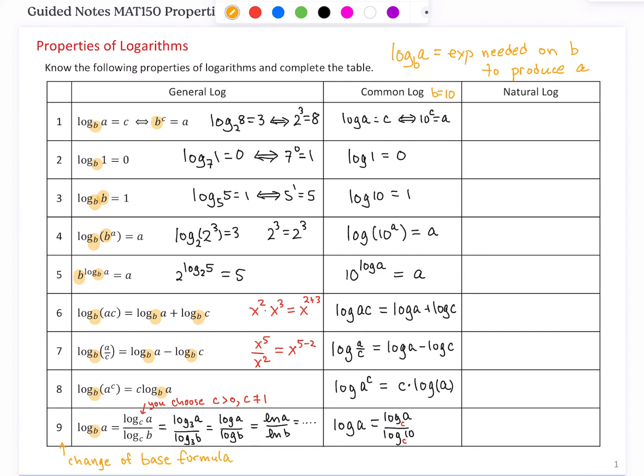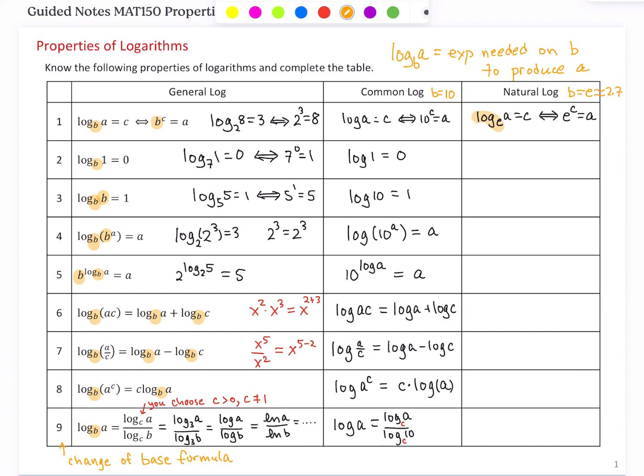I'll just write c. And now the natural log, this is a logarithm whose base is e, which is Euler's constant, about 2.7, but the decimals go forever without pattern. So again, all the b's in my general log statements, I'm going to change to e's. So property 1 would read, log base e of a is equal to c, double implication arrow, e raised to the c must be a.